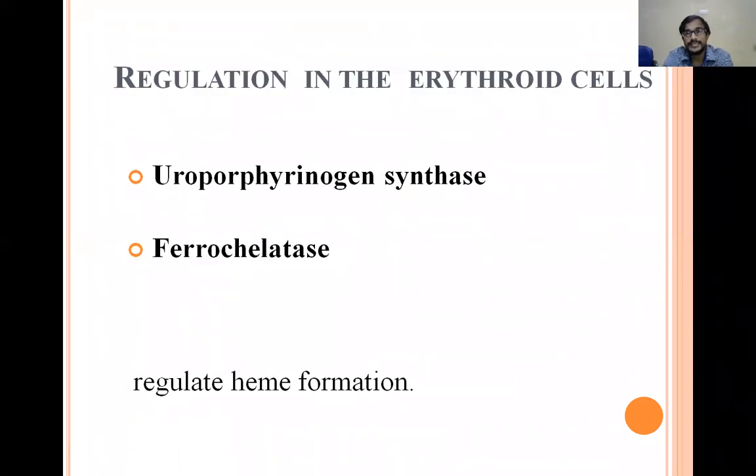And coming to the regulation in the erythroid cells, we know heme is also produced in the erythroid cells. Here the regulatory enzymes are uroporphyrinogen synthase and ferrochelatase. These are the enzymes which regulate the heme synthesis in erythroid cells. So this is the regulation of heme synthesis in liver cells and erythroid cells.